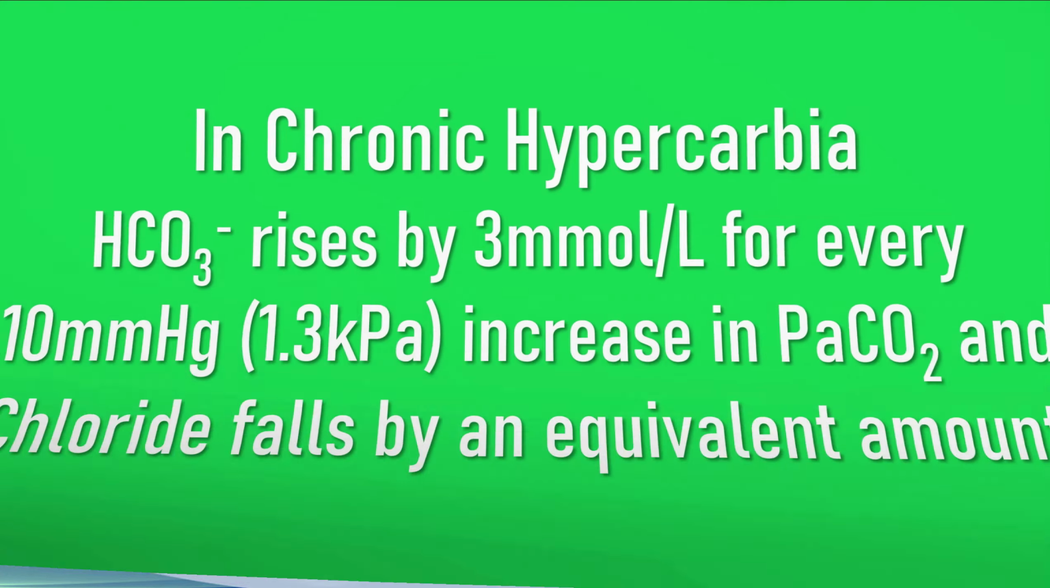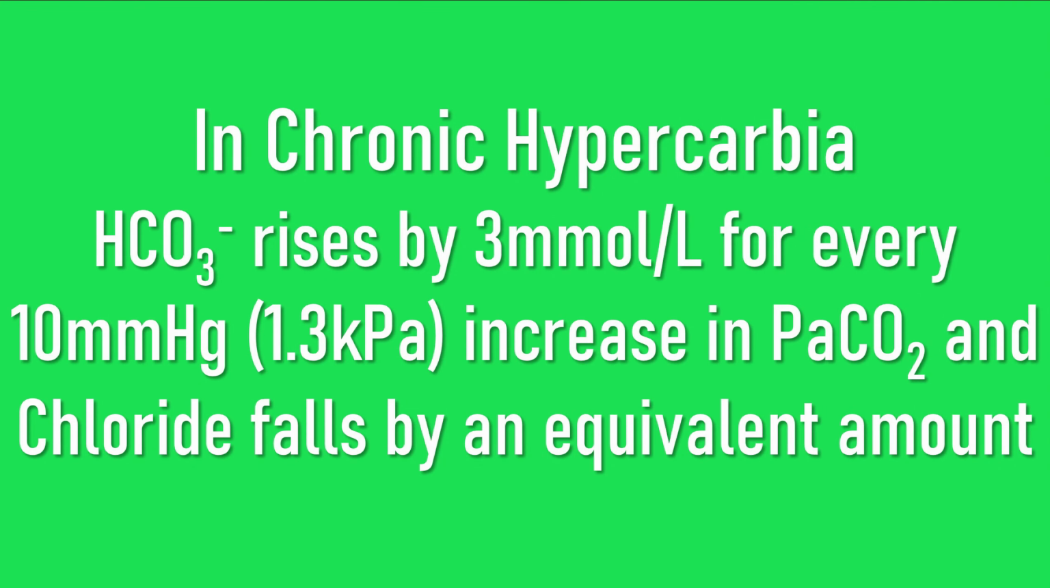I'm going to say that again. Chronic hypercarbia, the bicarbonate rises by 3 millimoles per liter for every 10 millimeters of mercury, or 1.3 kilopascal increase in the partial pressure of CO2, and importantly, the chloride falls by an equivalent amount.